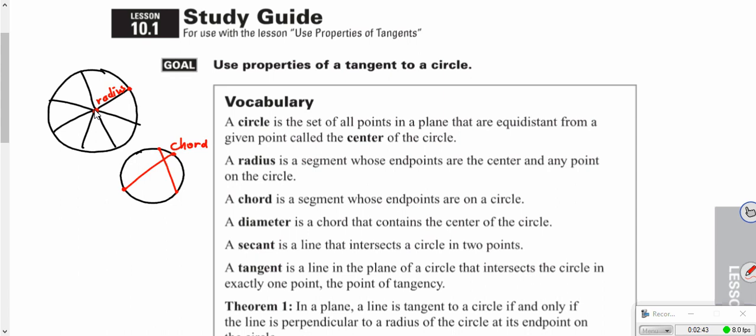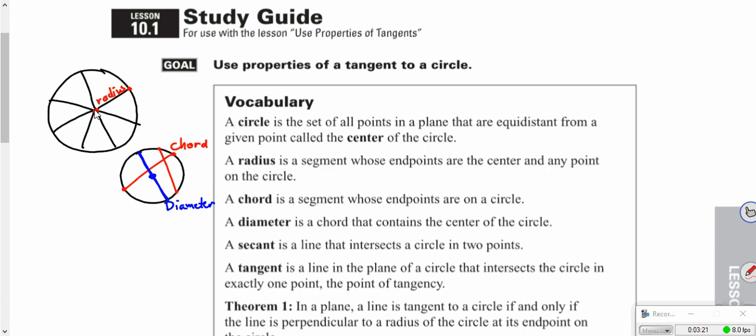Those are chords. Now a diameter is a special chord that does go through the center, and we are all aware that a diameter is twice a radius. So a diameter is a special chord that doesn't just go anywhere, it has to go through the center of the circle. A secant is close to a chord, but it is a line that intersects a circle in 2 points.